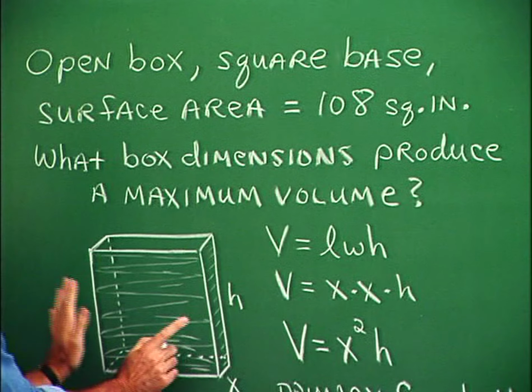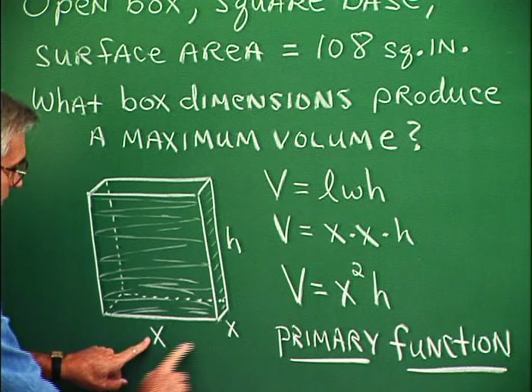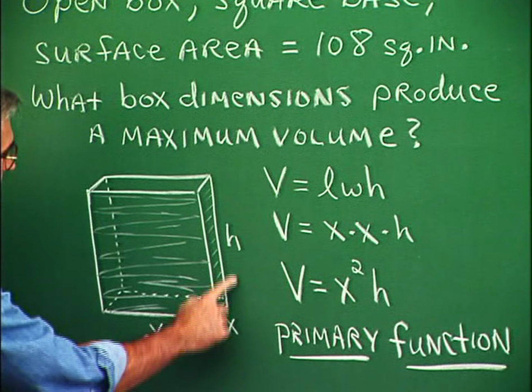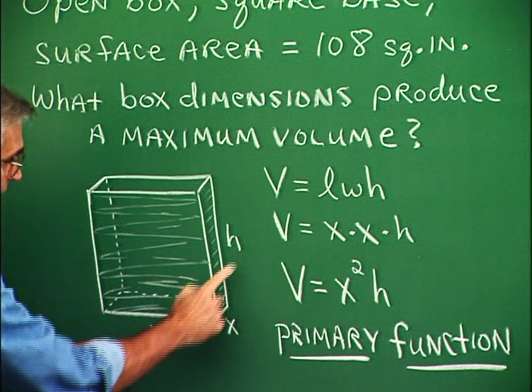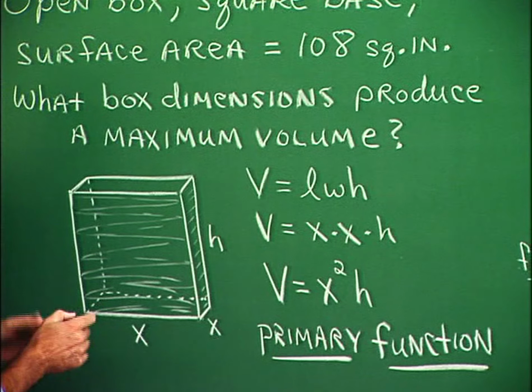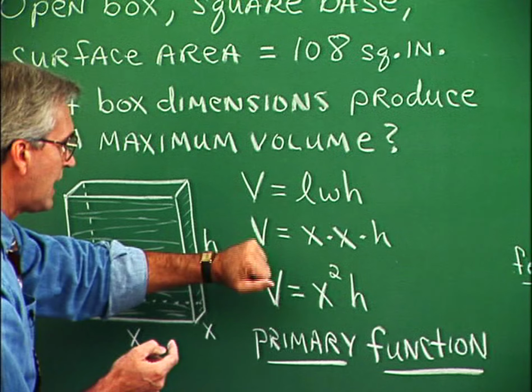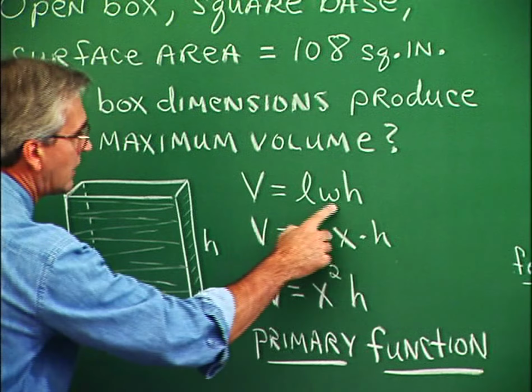Here's the idea. We have a box, open top, square base, so the length and width are the same, which we'll call x. We don't know the height, h, and we don't know the value of x either, but we want to maximize the volume. Volume of a rectangular solid is length times width times height. For our particular box, the length and width are the same, so x times x, or x squared, times h. Now, this again is the primary function, and that's the first task in dealing with this kind of problem: we want to identify a primary function.